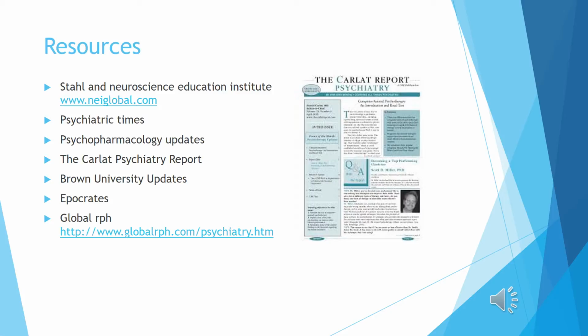I don't remember getting a Carlat printed report for this, but Carlat Report also has versions of child psychiatry, it has behavioral health, and it also has addictions, but each is a separate subscription. Then Brown University updates. This one is more useful if you want to keep up with what research is being done on the medications and what might be coming down the pipe.